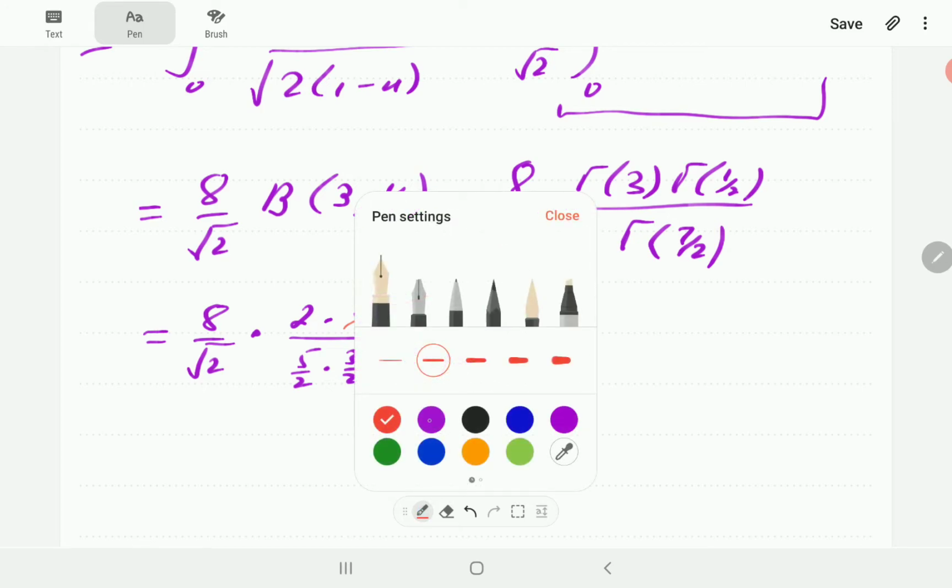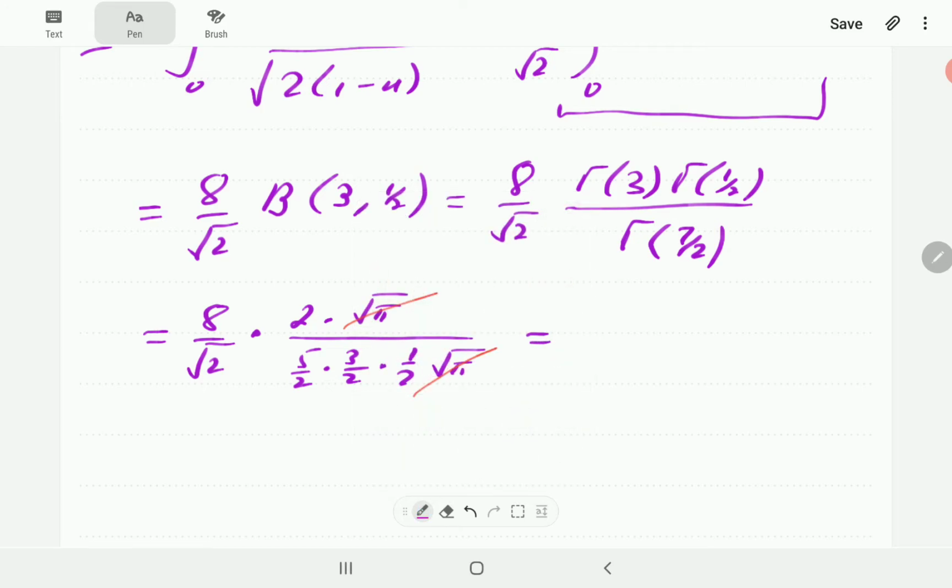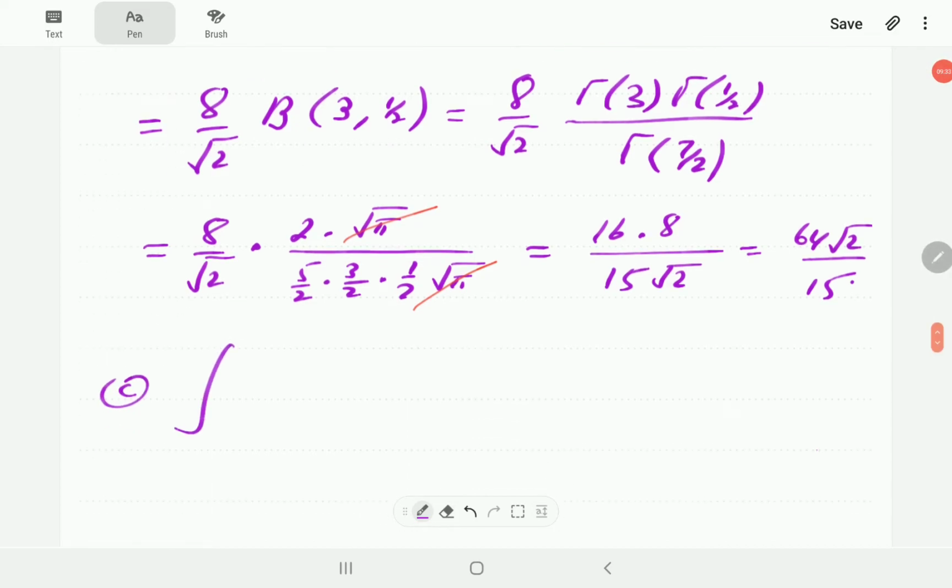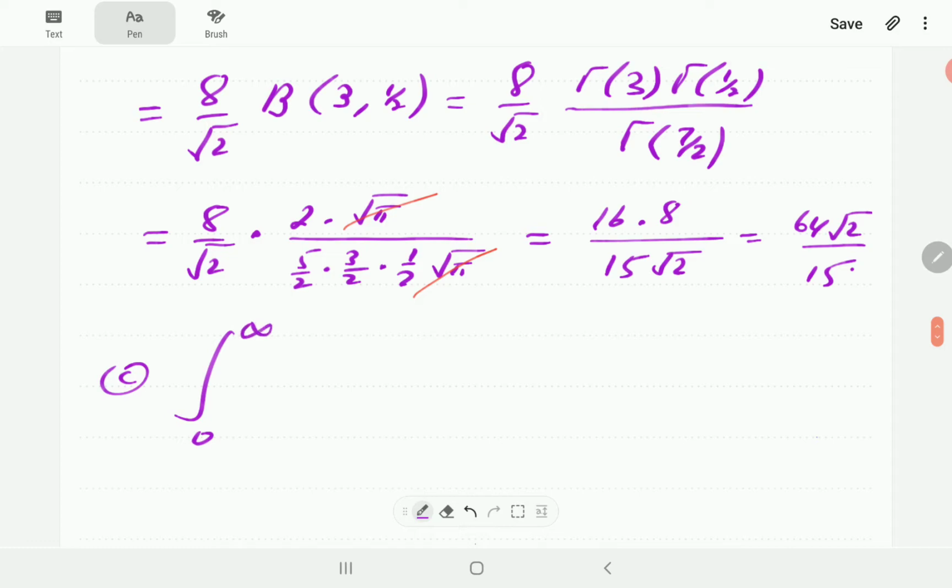Then if we tidy this up, in the numerator we're going to have 16 times 8. In the denominator we're going to have 15 root 2. This we can write as 64 root 2 all over 15. All right.